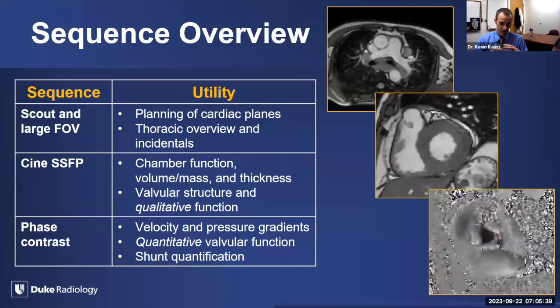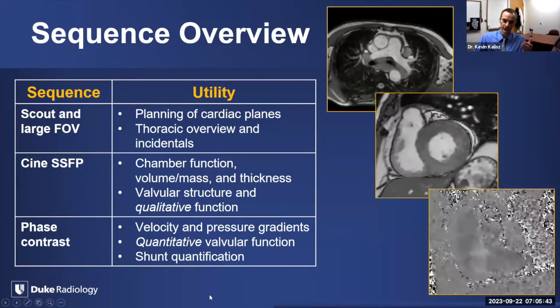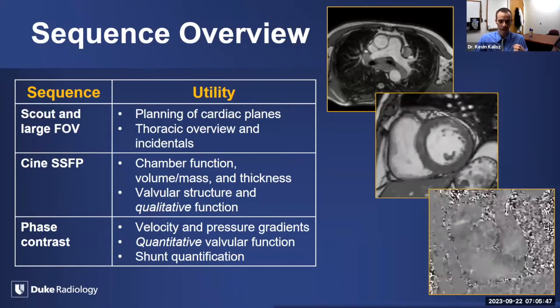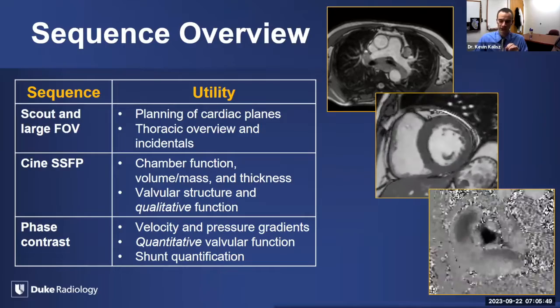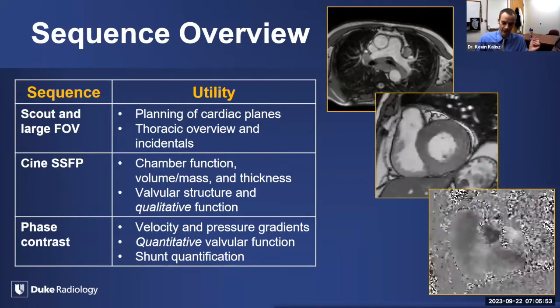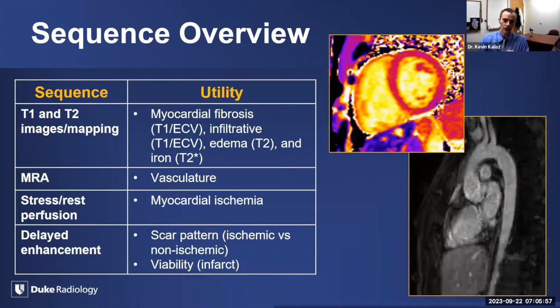Phase contrast is also very useful, like we see here on the bottom right. This is where we get a lot of the quantitative flow information, so velocity and pressure gradients, and quantitative valvular function. We'll touch a little bit on this for at least one pathology where this is relevant. Ideally, you can also do shunt quantification here, but we won't be delving into that today.